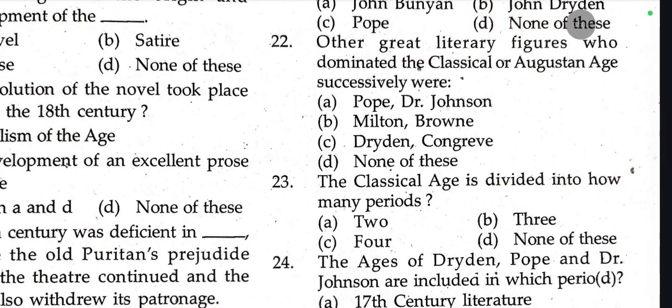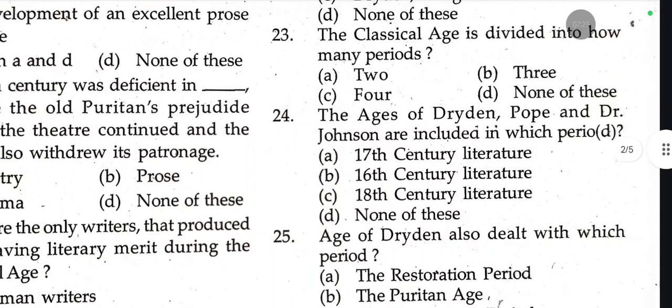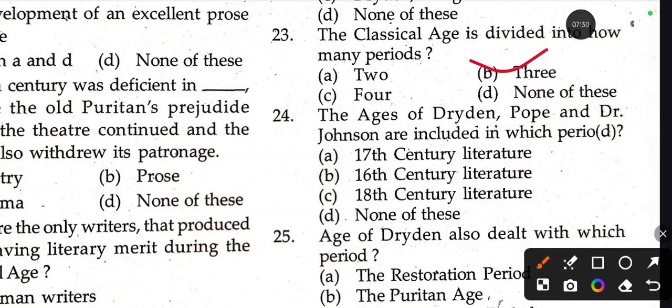Question number 22. Other great literary figures who dominated the classical or Augustan age successively were Alexander Pope and Dr. Johnson. Question number 23. The classical age is divided into how many periods? Classical age was divided into mainly 3 periods.